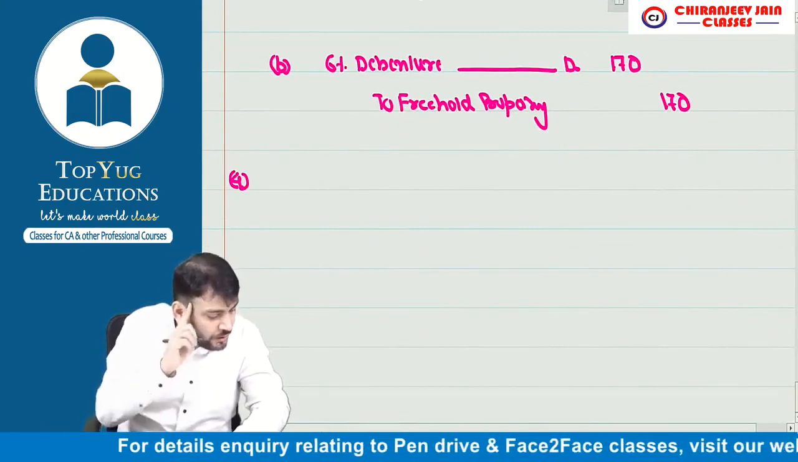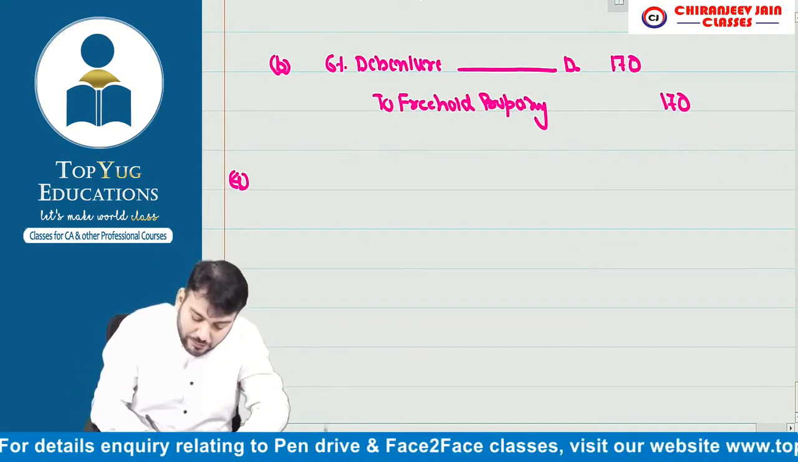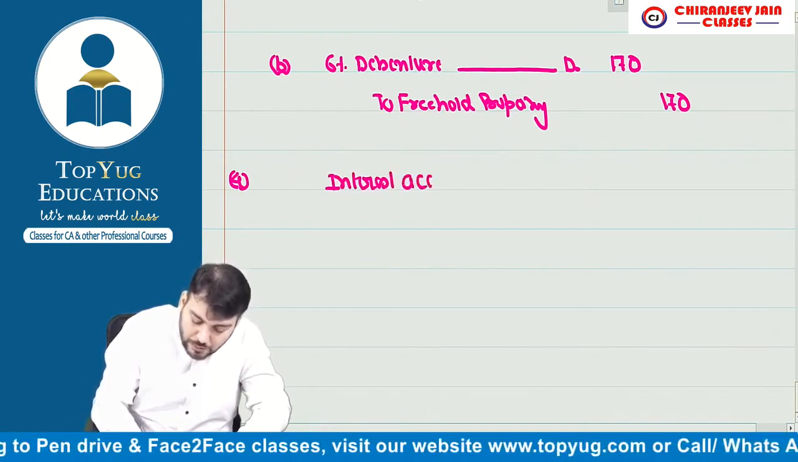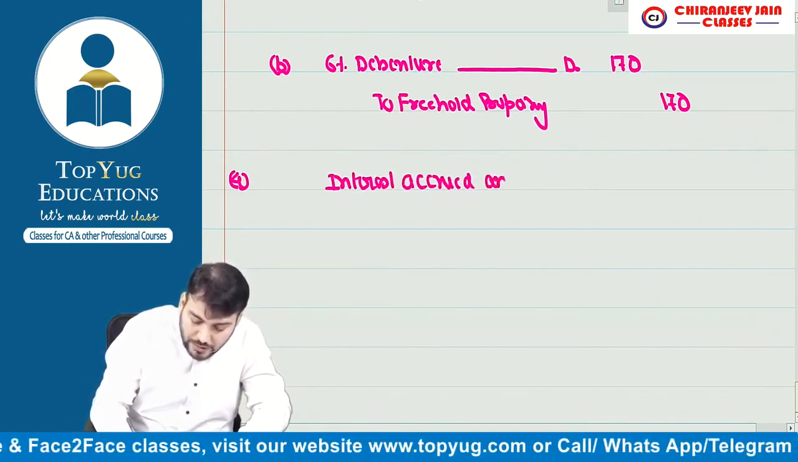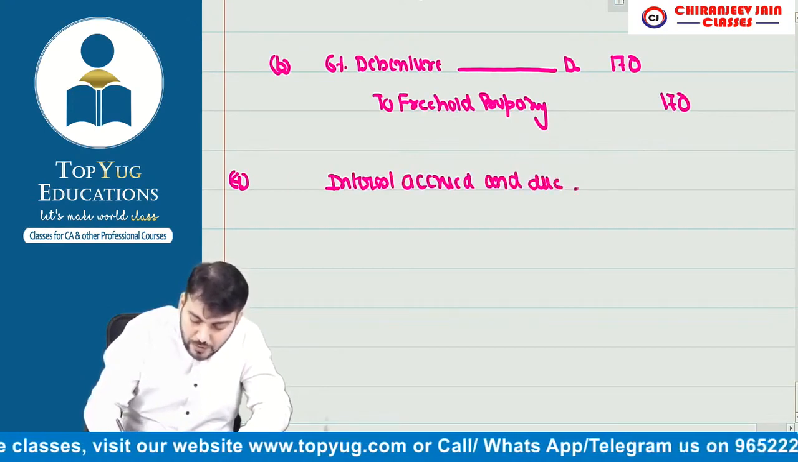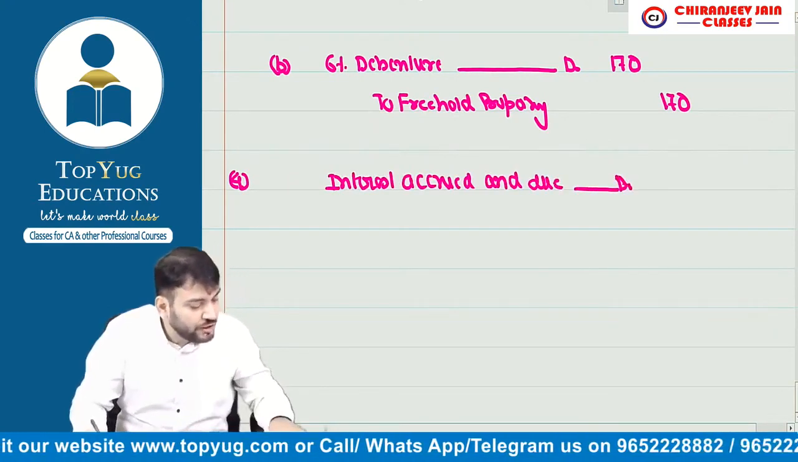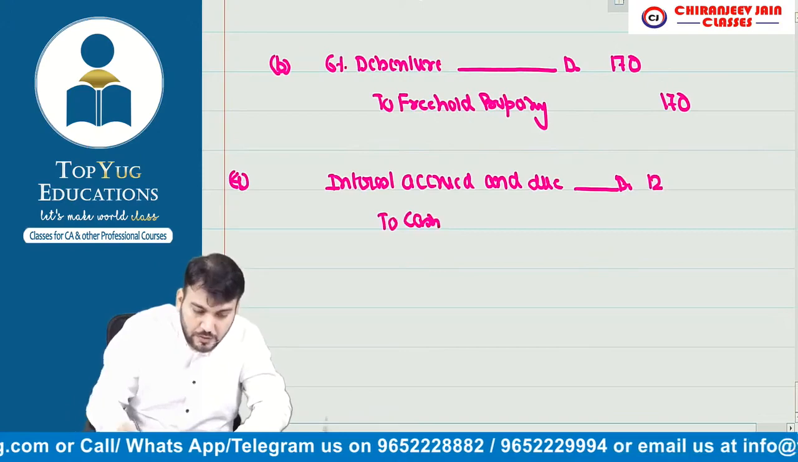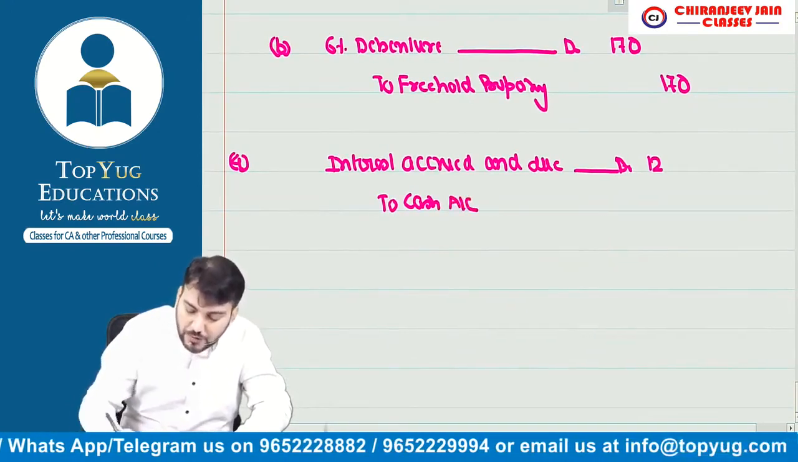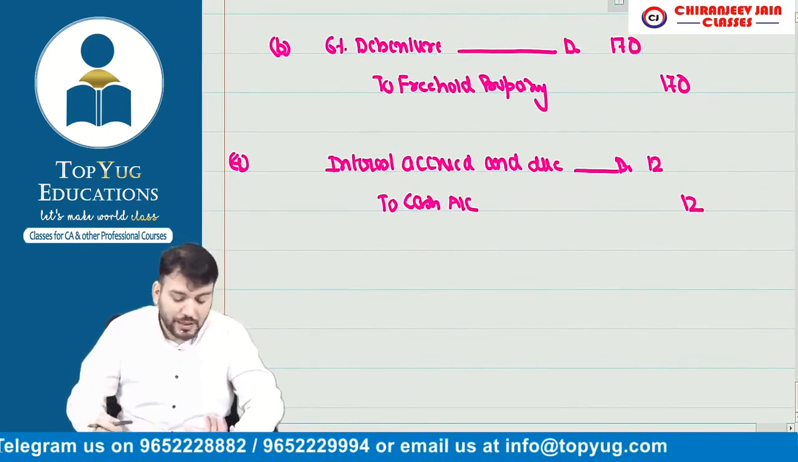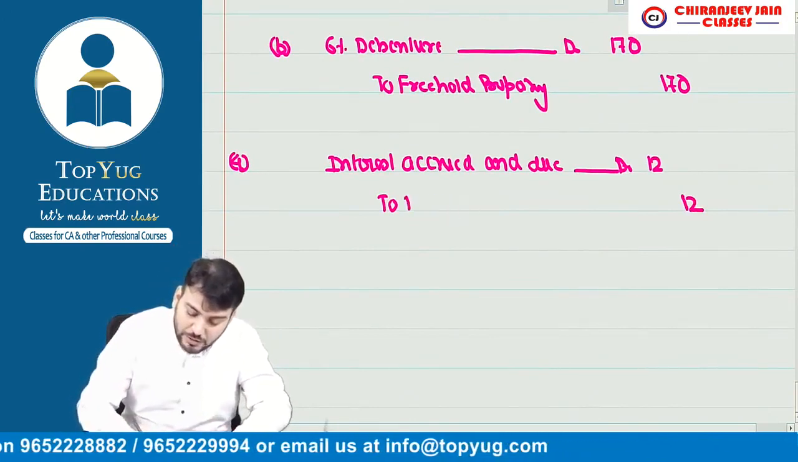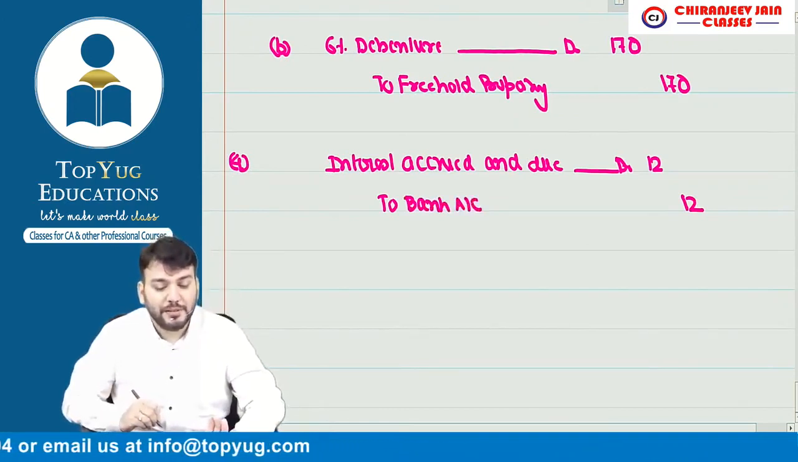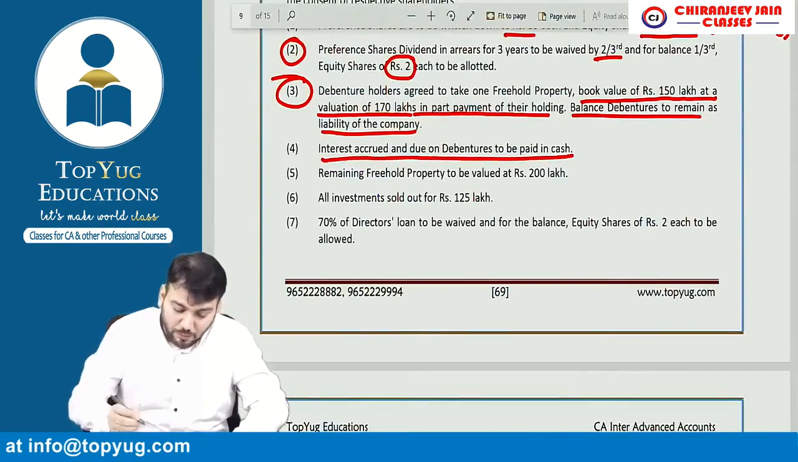Accrued interest. If you want to write the same account, write interest accrued and due account debit. How much? 12 lakh. To cash or bank? To cash 12 lakh. Correct now. Or better you write bank because they do not have cash balance in the balance sheet. To bank. Simple. Correct? Yes sir. Point number 4 is also done.